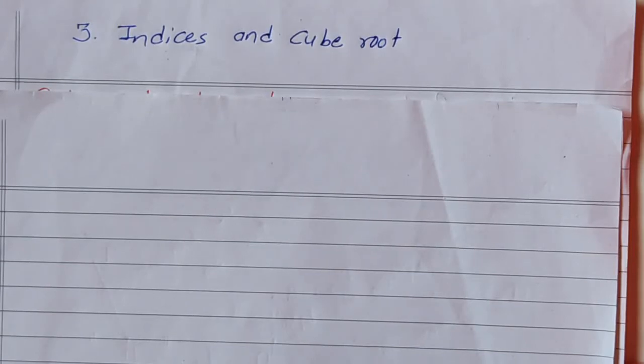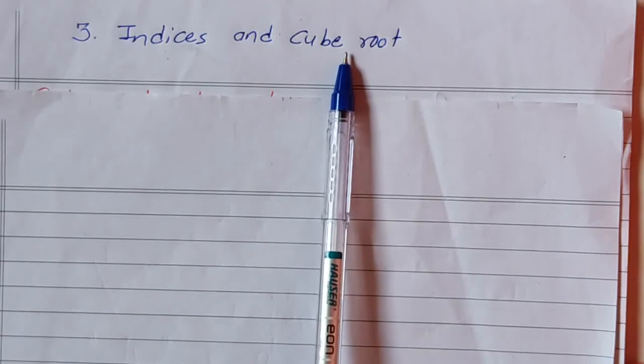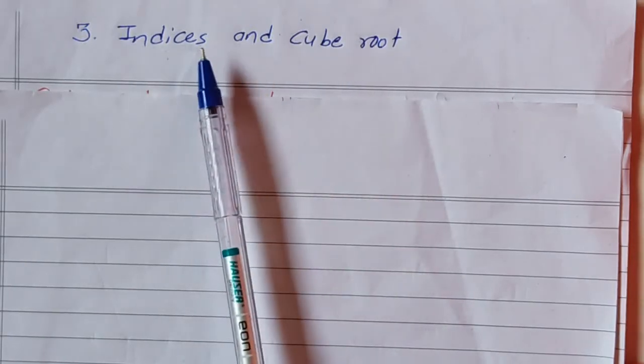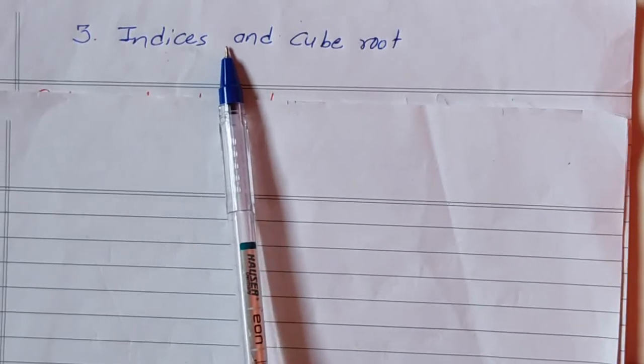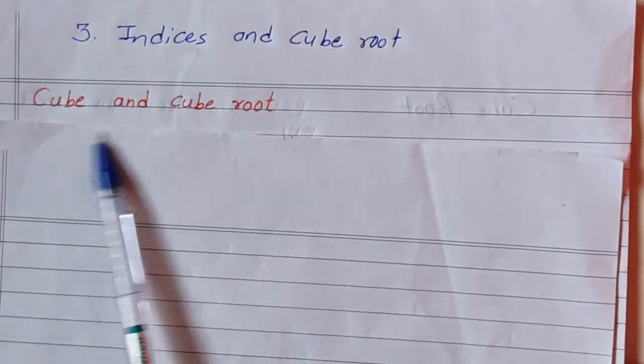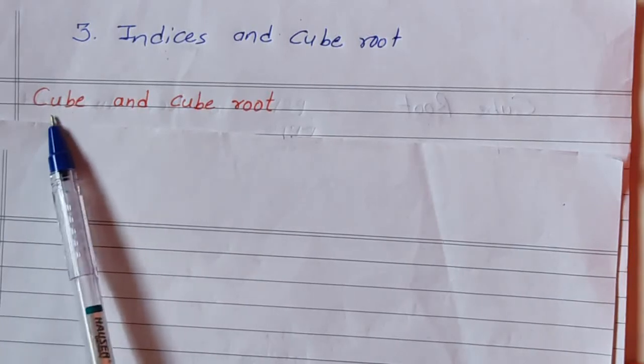Today we are studying chapter number 3, Indices and Cube Root, from the subject Mathematics, Standard 8. In this standard, we will study the last remaining point, cube and cube root. So let us first study the meaning of cube.